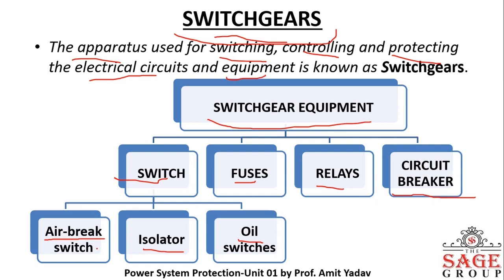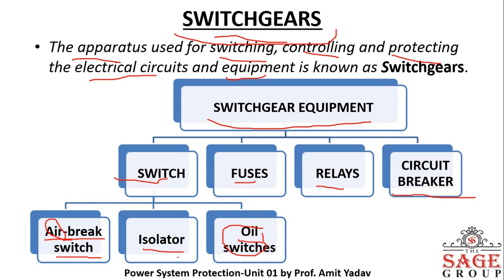For example, if I talk about the air break switch, when we switch on or switch off the switch, there will be an arc due to switching, and for quenching that arc we definitely use some medium. In the case of the air break switch we use air for quenching the arc. In the same way, in the case of oil switches we use oil for quenching the arc.